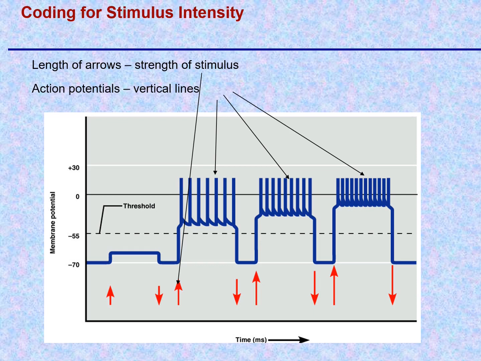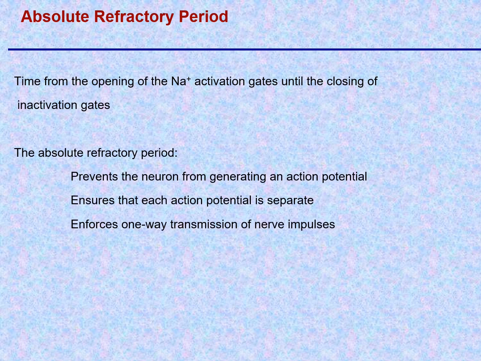And this is exactly what I said before, that the strength is shown by the length of the arrow. There is something that you should be aware of, and that's called an absolute refractory period. There is a period of time after the opening of sodium activation gates until the closing of the inactivation gates, during which you cannot trigger an action potential, and that's the absolute refractory period. So that you cannot generate another action potential during that period of time.